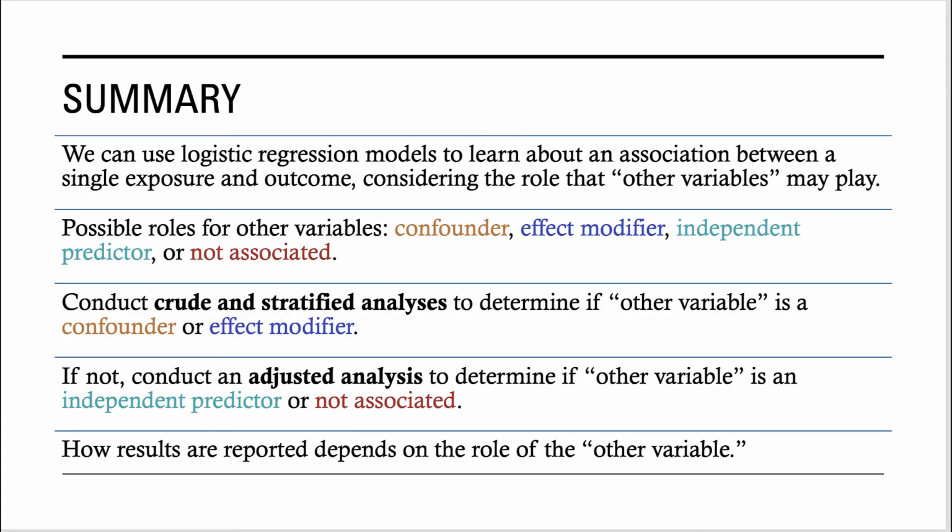So in summary, we can use logistic regression models to learn about an association between a single exposure and an outcome, considering the role that other variables may play. Possible roles for other variables include confounder, effect modifier, independent predictor, or not associated. To figure out what role another variable plays, we can conduct a crude and stratified analysis and compare the results to determine if the other variable is a confounder or effect modifier. If it is not either of those, we can conduct an adjusted analysis to determine if the other variable is an independent predictor or not associated.